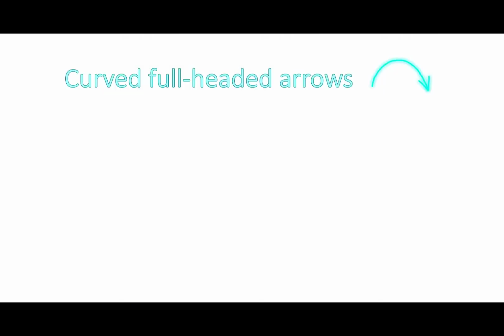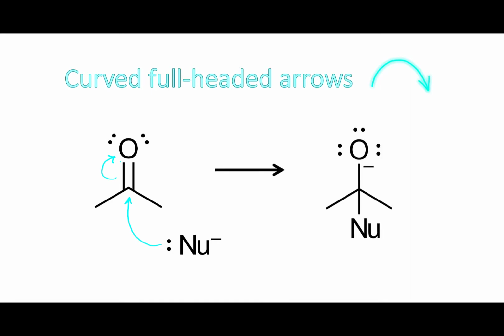In another example of nucleophilic addition to a ketone, we can use a curved arrow to move the electron pair from the nucleophile over to the electrophilic carbon here. And at the same time, we use a curved arrow to move the pair of electrons from the double bond to make a lone pair on the oxygen, to get the following product.